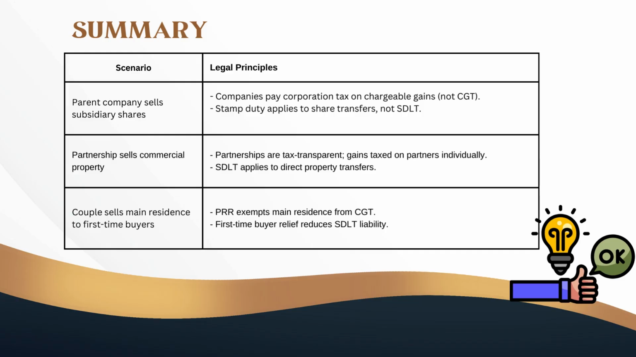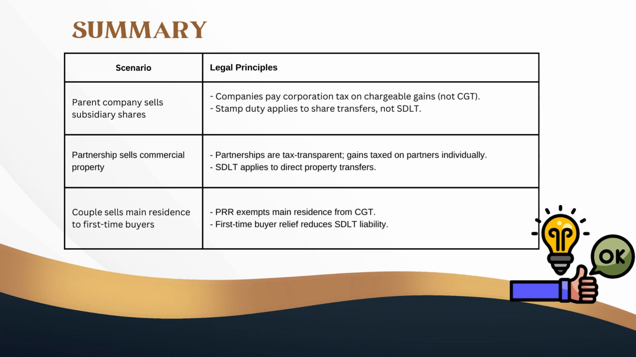In Scenario 2, a partnership selling commercial property is treated as tax transparent, meaning the property disposal is attributed to the individual partners. Each partner is therefore personally liable for capital gains tax on their share of the gain. As the buyer is acquiring land directly, SDLT applies.